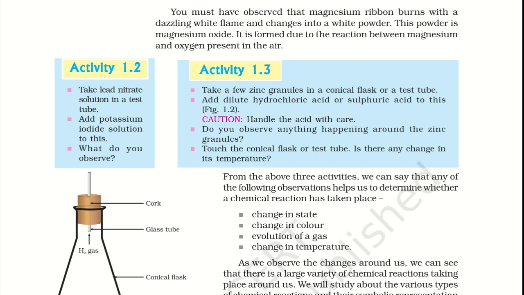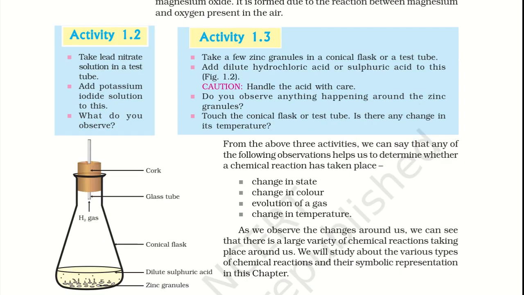Let's go through activity 1.3. In activity 1.3, you can see that a flask is filled with some acid. It may be dilute sulfuric acid or even hydrochloric acid. After that, some zinc granules are added to it, which causes a chemical reaction. Here, the temperature of the flask also rises as the reaction takes place, and hydrogen gas is also evolved.